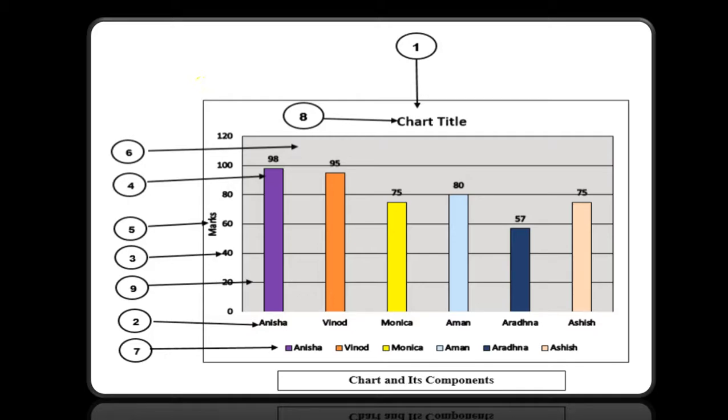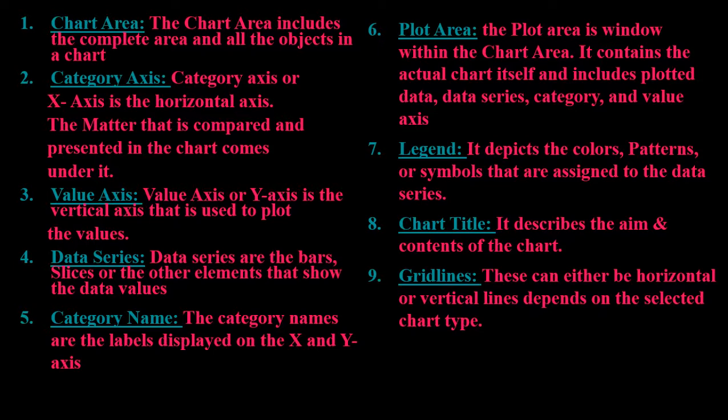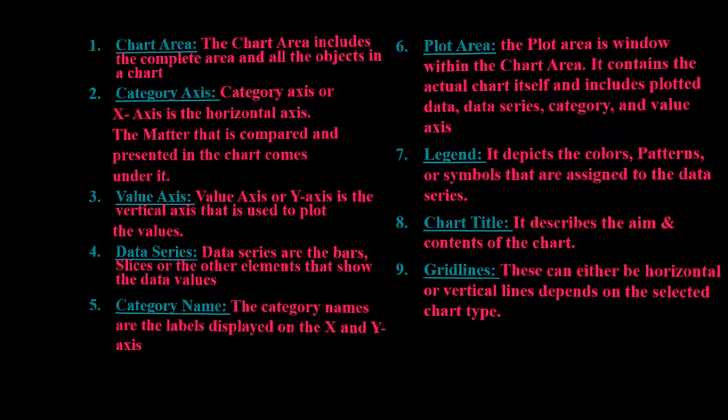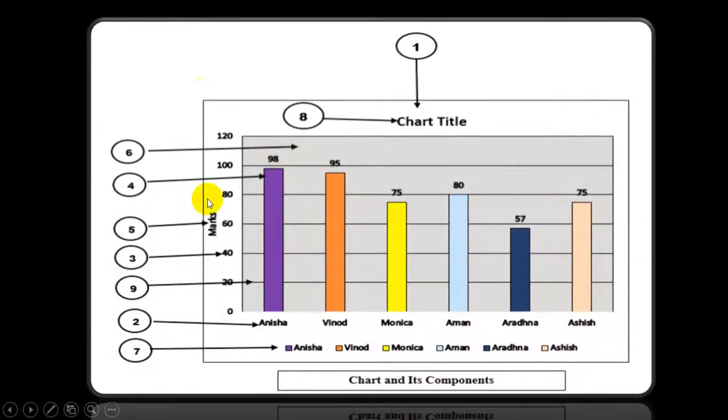What does it contain? The category axis, or x-axis, is a horizontal axis. The matter that is compared and presented in the chart comes under it. Look at this, it is horizontally placed, and here is the comparison between all these students.